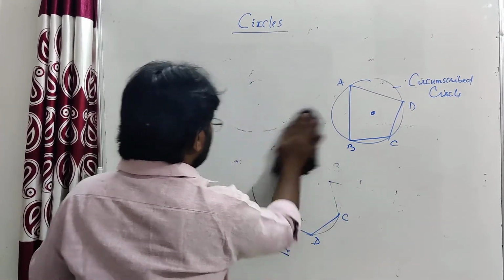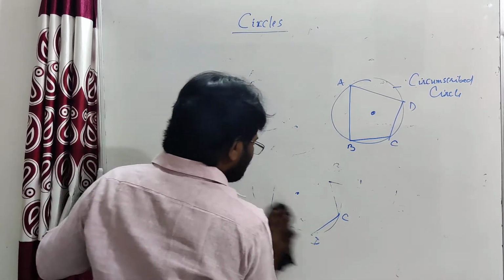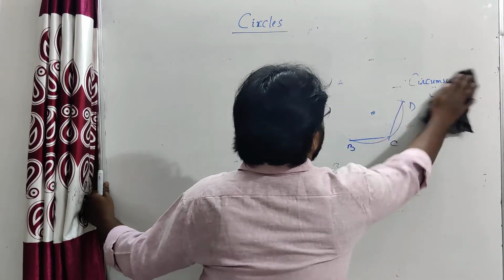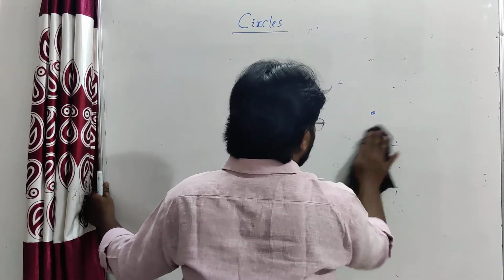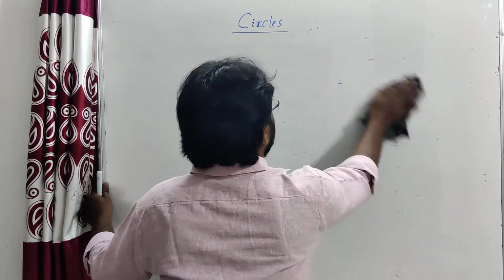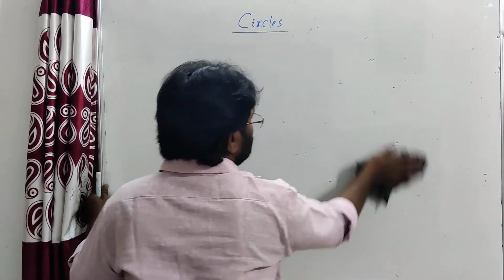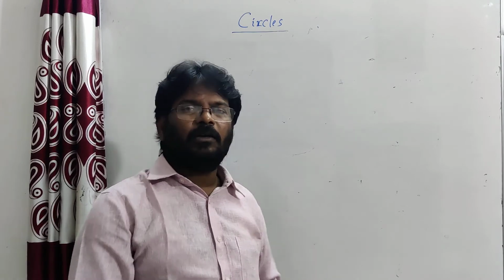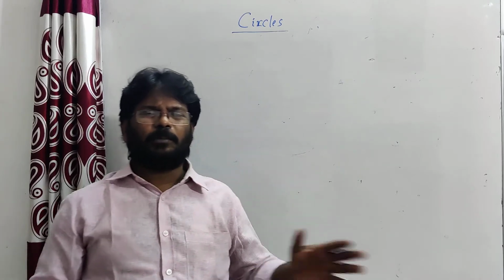So up to here we learned what is a circle, what is radius, what is diameter, what is an arc, what is a segment, what is a chord, what are the types of circles. Up to here we learned, and for the next class we are going to discuss the continuation.